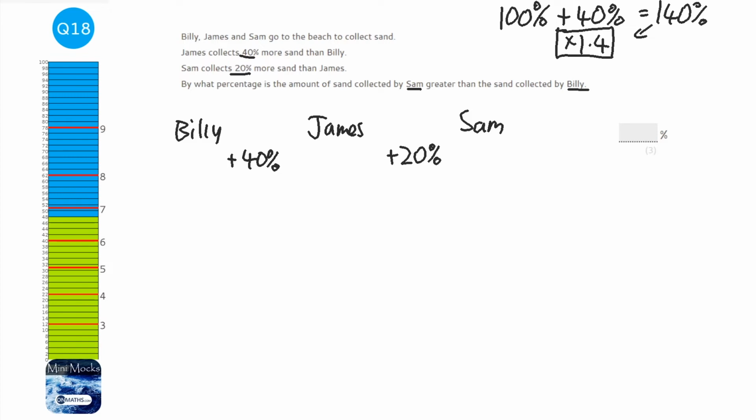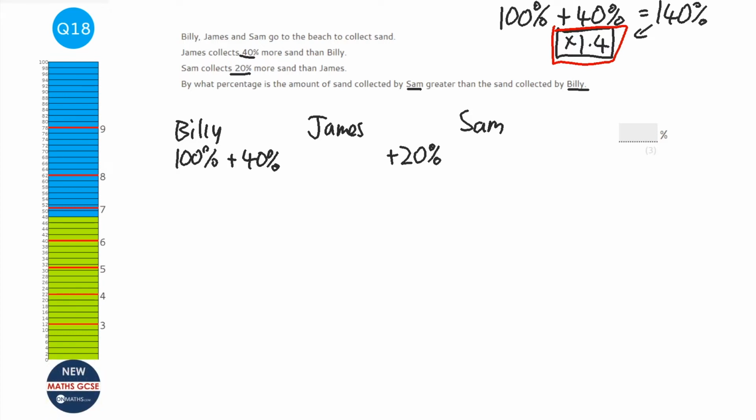The way of doing this, as I said, is to understand multipliers. So we imagine Billy starts off with 100% and he's gone up by 40%. So that means James has 140% of what Billy has.